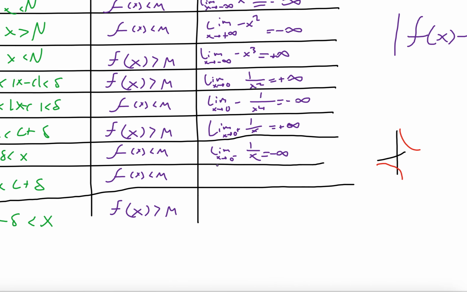Okay, how about the limit as x goes to c from the right is negative infinity? Well, we've also encountered this before. The limit as x goes to 0 from the right of the natural log of x is equal to negative infinity. Remember that the graph looks like this. So as we go to 0 of the log, we get negative infinity.